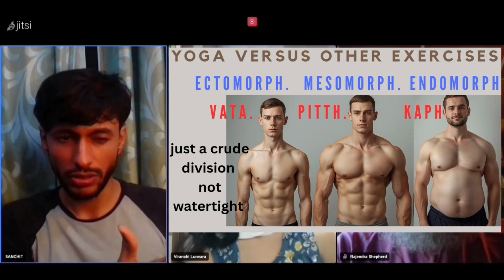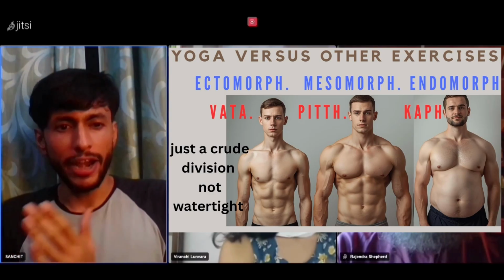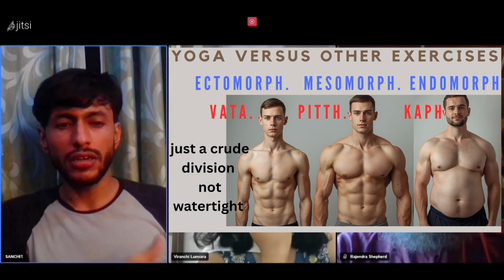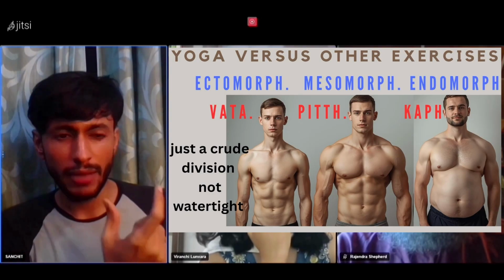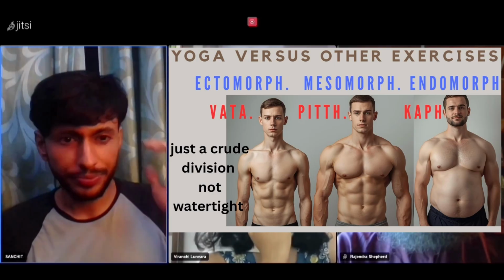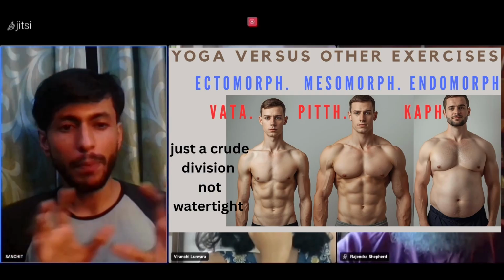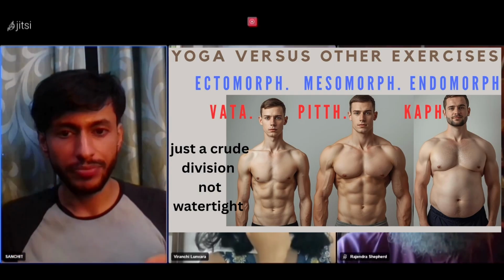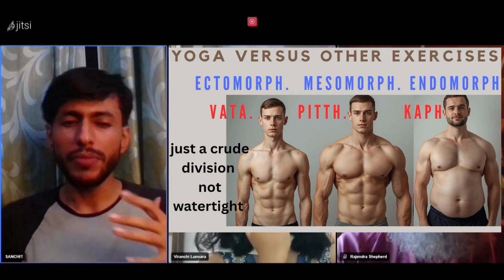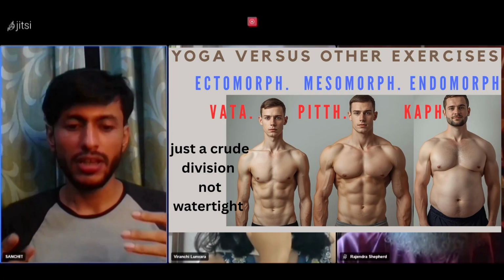In general, it's not a perfect categorization, but on the basis of genetics, in a very crude division of physical structures, there is the mesomorphic structure, the ectomorphic structure, and the endomorphic structure, which in Indian Ayurvedic culture also have corresponding names like Vata, Kapha, Pitta. Even though it's not a watertight category, normally people are a combination of two or three things.